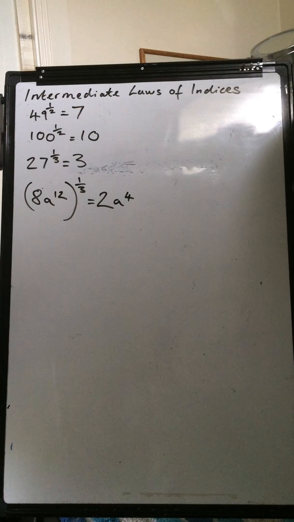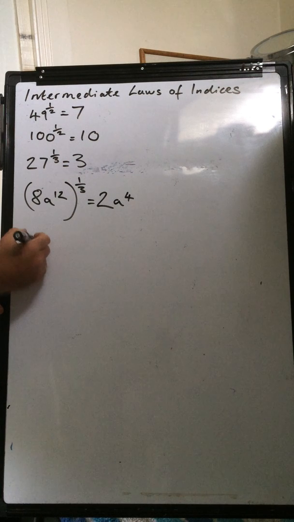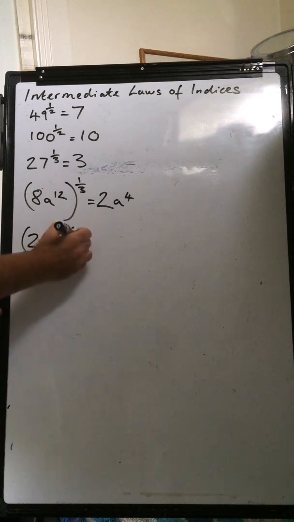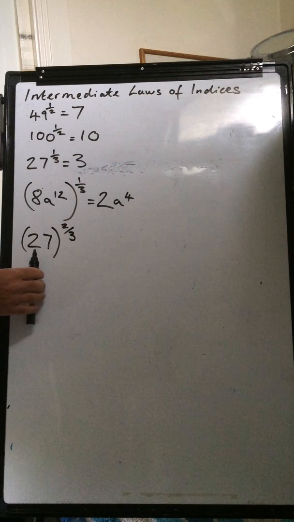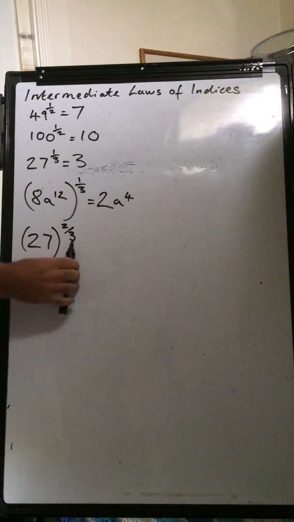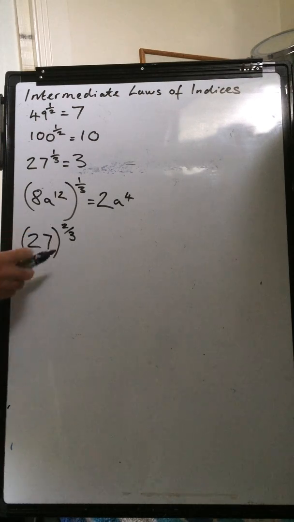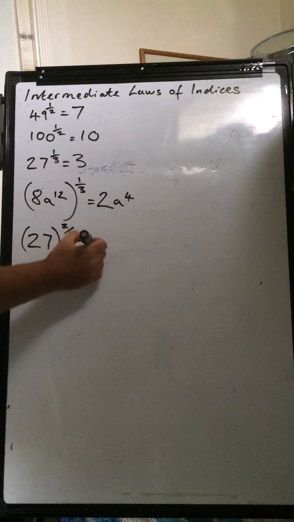Finally, the last thing, and this is the more advanced element of where we might be in year 9. Something like 27 to the 2/3. This means we need to cube root 27, which is 3, and then we're going to square it. So 3 squared is 9.